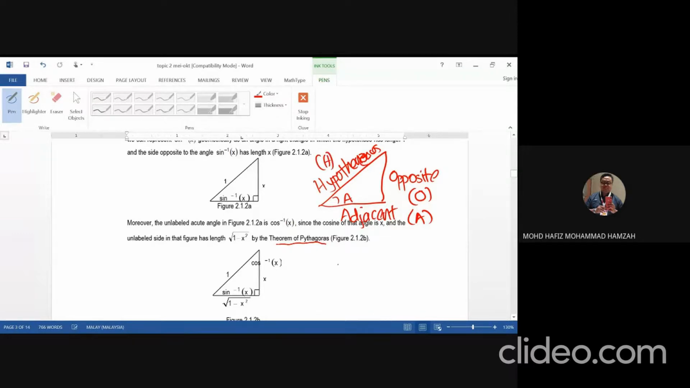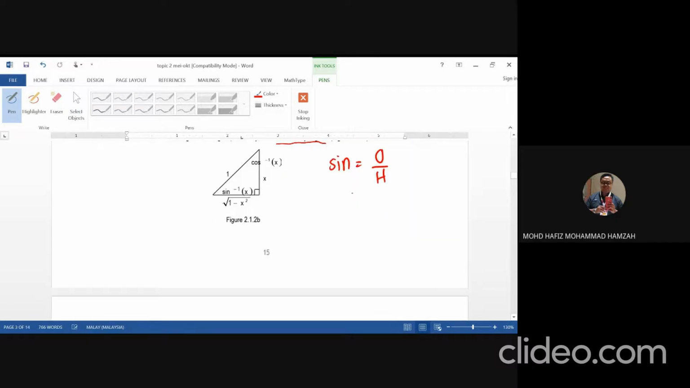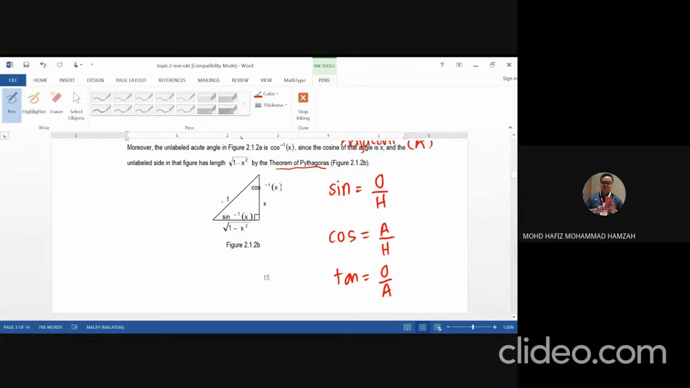Okay, so you kena ingat balik untuk dapatkan sine. Sine is opposite over hypotenuse. Lepas tu kita ada cosine is adjacent over hypotenuse. And then tangent is opposite over adjacent. So benda tiga ni you kena ingat. You have to remember this one. Sine is opposite over hypotenuse. Jadi dah belajar kan dalam MAT dulu.